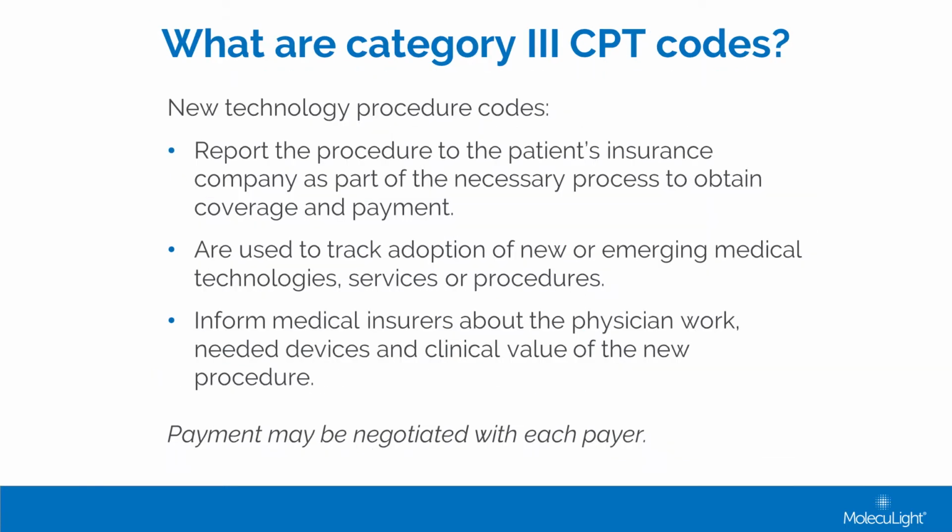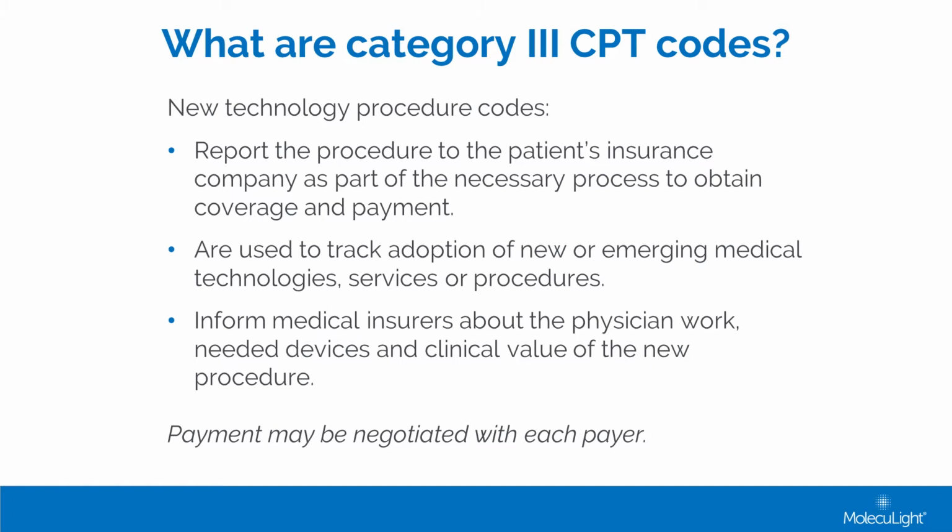What are Category 3 codes? They are to identify new technologies that lead to new procedures. In this particular case, these codes can be used to report the physician's work in the procedure to the patient's insurance company. And this is part of the typical process any provider would do to bill the work that they've just completed. Category 3 codes are used and will be monitored by the payers across the United States, as well as the American Medical Association, to identify how well this new procedure is being adopted in patient care settings.